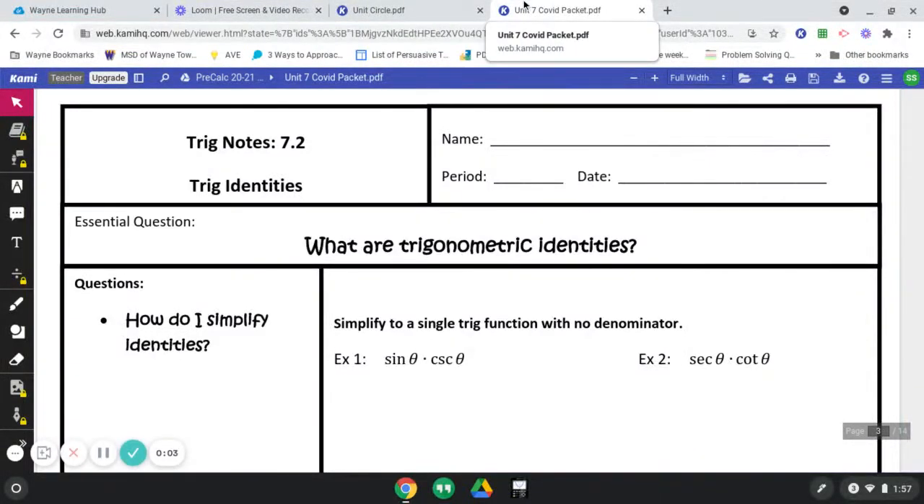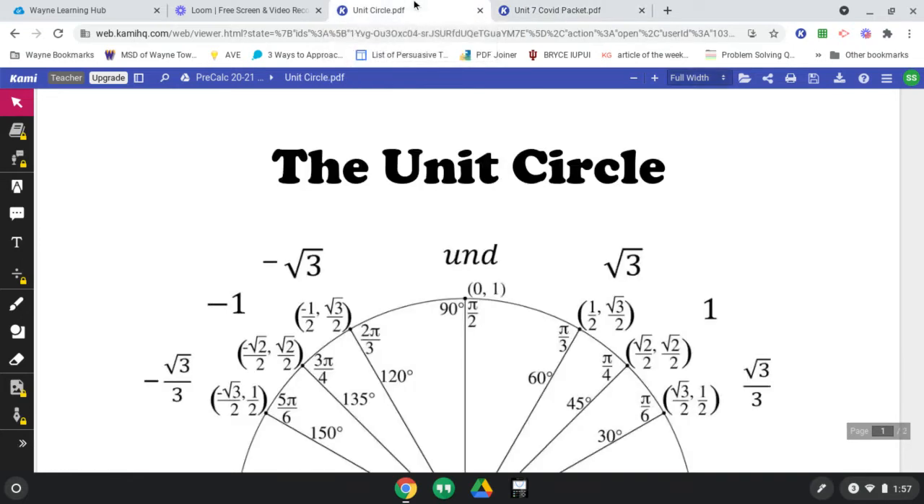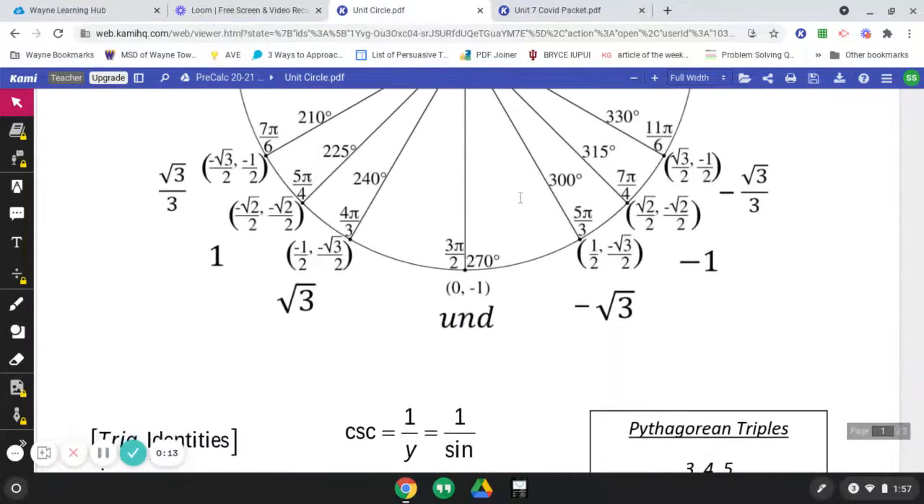All right, these are the 7.2 notes for trig. You're going to need your unit circle for this. So if you don't have one at home, I'll make sure you get one. At least I'll put one in the It's Learning so you can look at it.